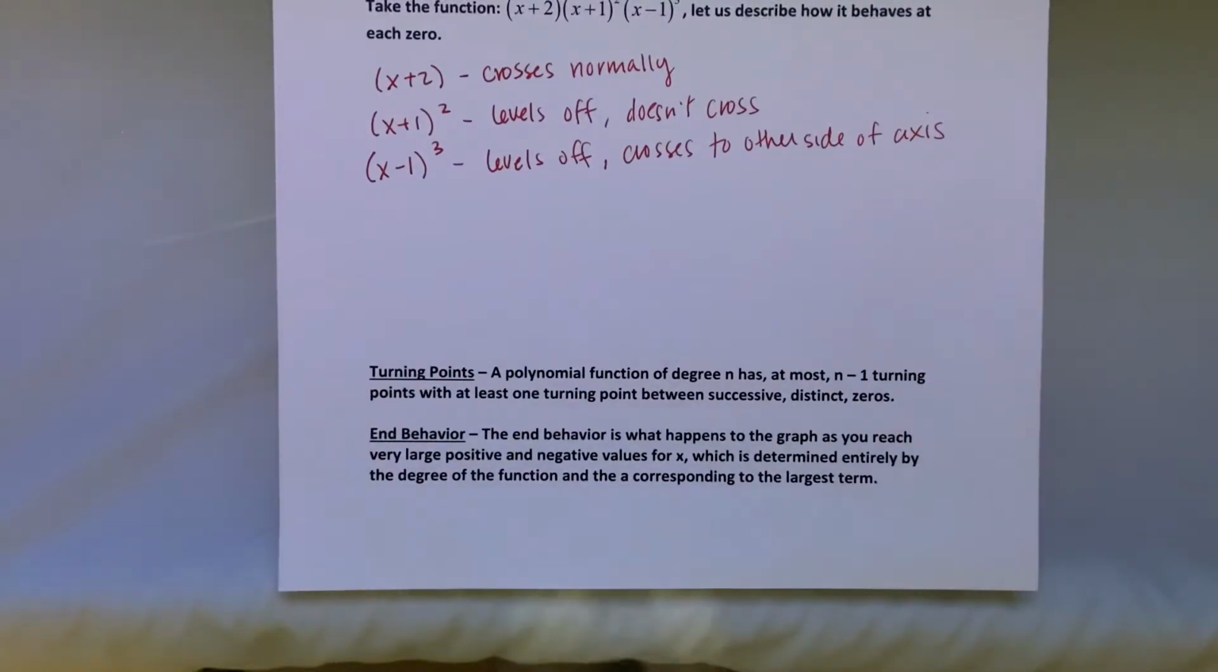But the end behavior is what happens to the graph as you reach very large positive and negative values for x, which is determined entirely by the degree of the function and the a value, the coefficient, next to the largest function. So for functions, when x gets very large or very small, which is a large negative number, raising it to a power gives it much more power than any other part of the function.